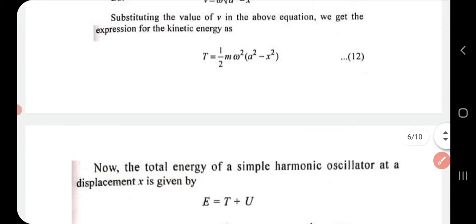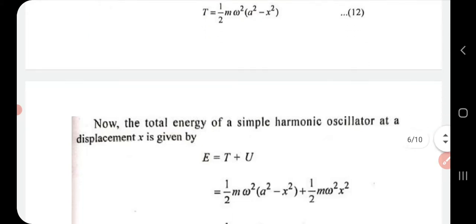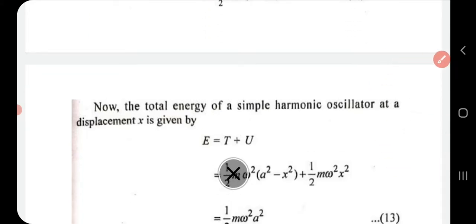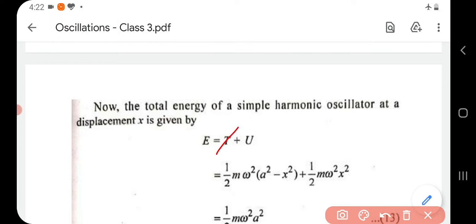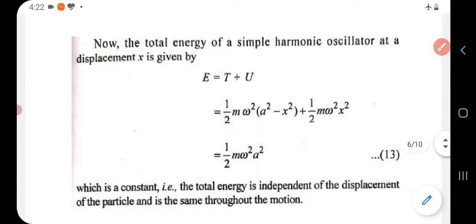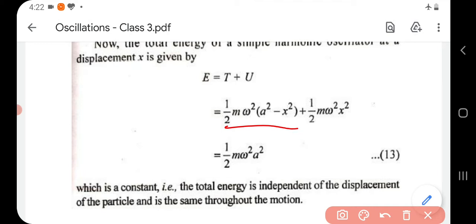Now you have got the expression for kinetic energy and potential energy. So what will be your total energy? Capital letter E, kinetic energy T plus potential energy U. This was your expression for kinetic energy and this was your expression for potential energy. Expand the first term. On expanding, this x square term will get cancelled and what remains will be half m omega square a square.